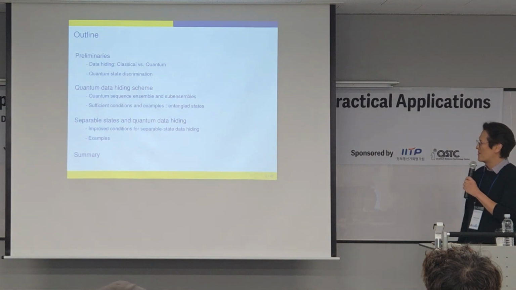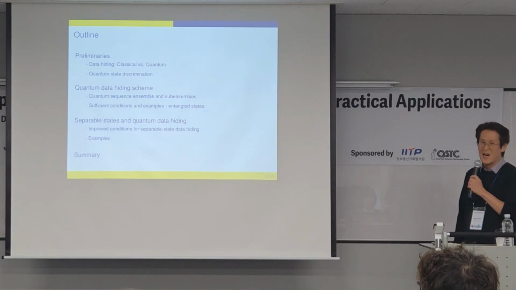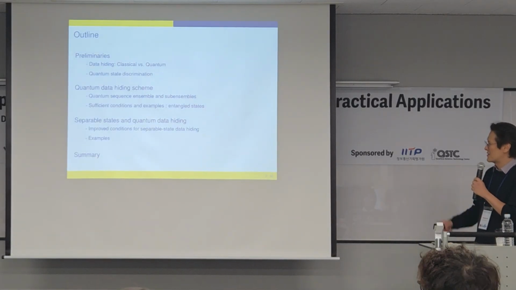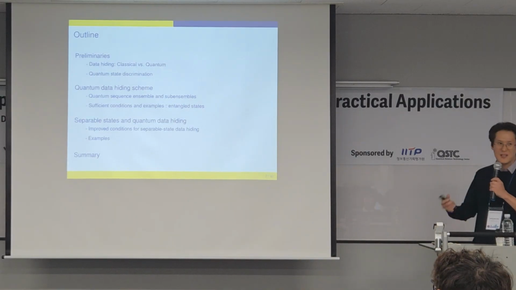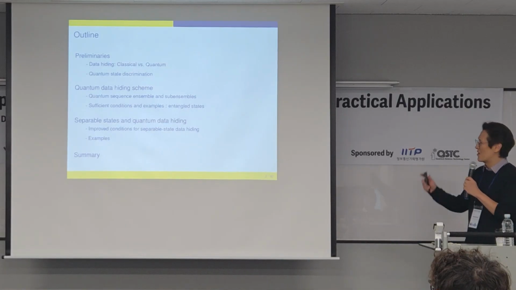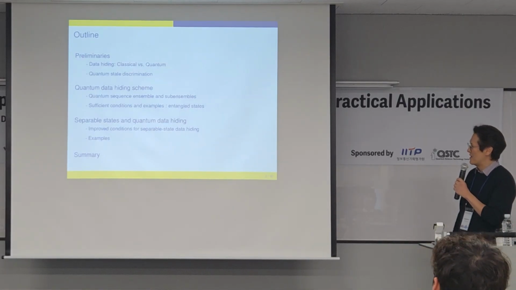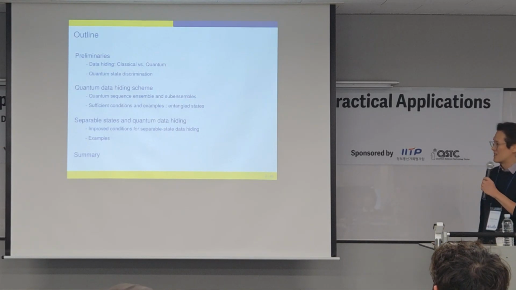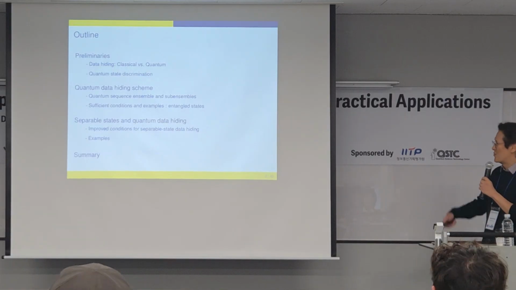Then we'll move to the detailed scheme of quantum data hiding. The scheme here uses the state discrimination of a special case called quantum sequence discrimination. So we talk about a quantum sequence ensemble and its sub-ensembles as well. Then we'll derive some sufficient conditions by which we can construct a quantum data hiding scheme.